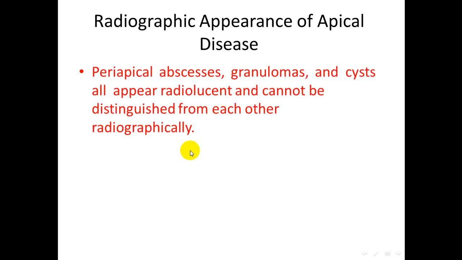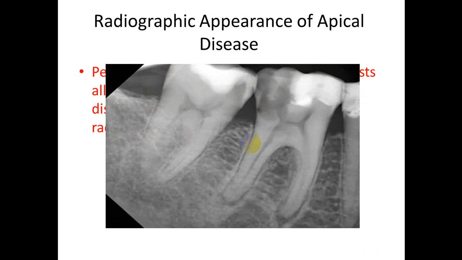The radiographic appearance of the apical disease. Periapical abscess, granuloma, cyst, all appear radiolucent and cannot be distinguished from each other radiographically, while the decision depends on the histopathological specialist, who examines the biopsy under the microscope to decide if there is a granuloma, a cyst, or an abscess.